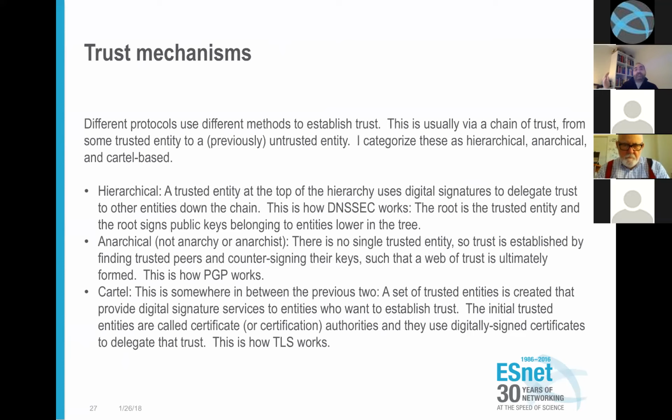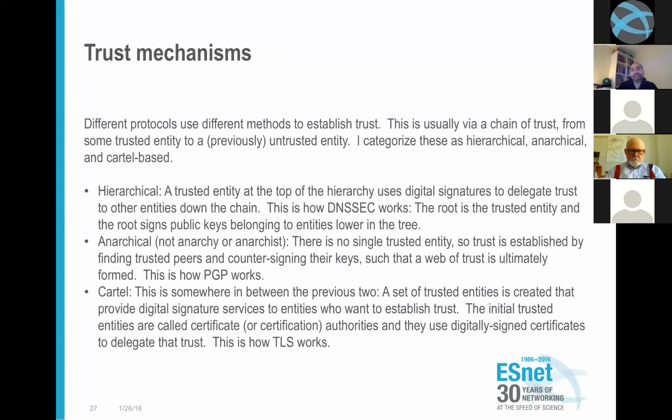So for example, in .NET, root has signed the digest of the key that's in .NET. I can validate that signature and validate that digest and use the key for .NET, which then signs the key for ES.NET. And then I can use that to validate the key for ES.NET, and then use that key to validate the signatures that are actually in the ESnet DNS zone. So that I call hierarchical.